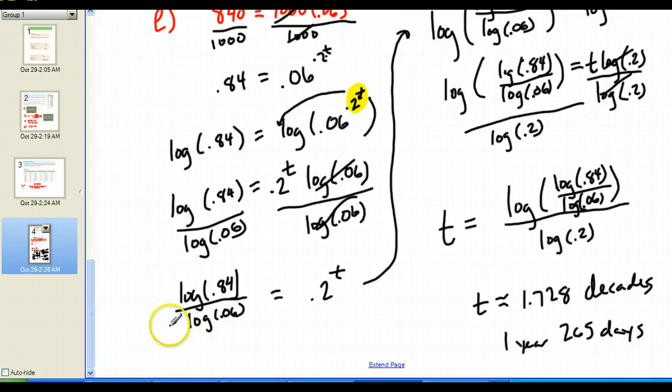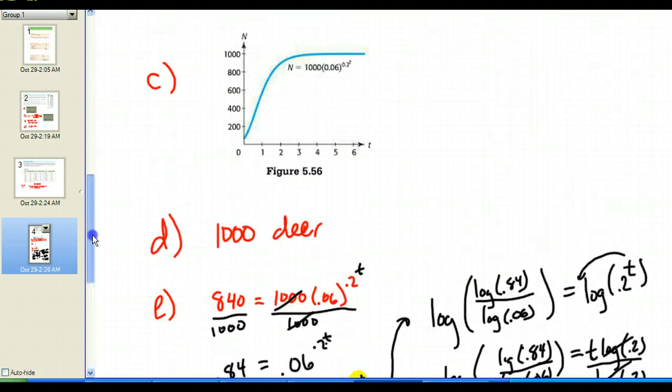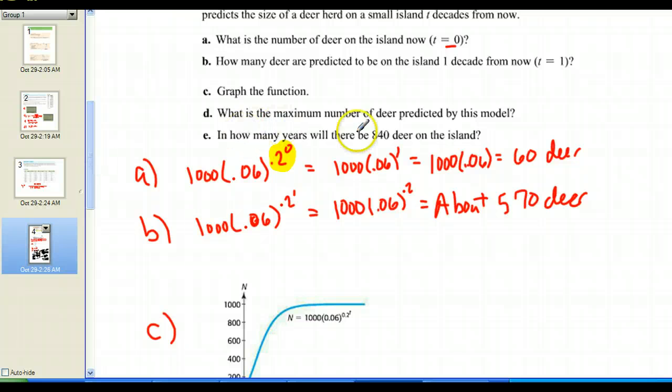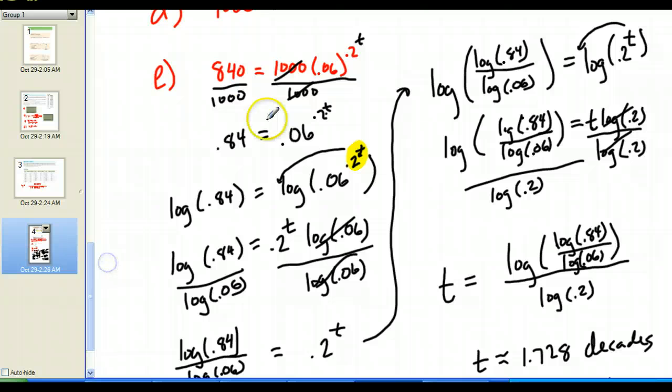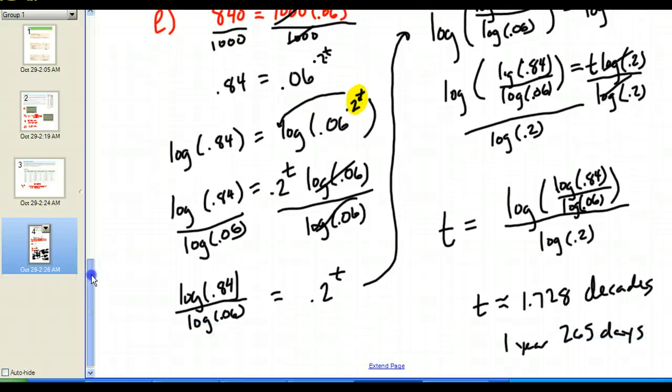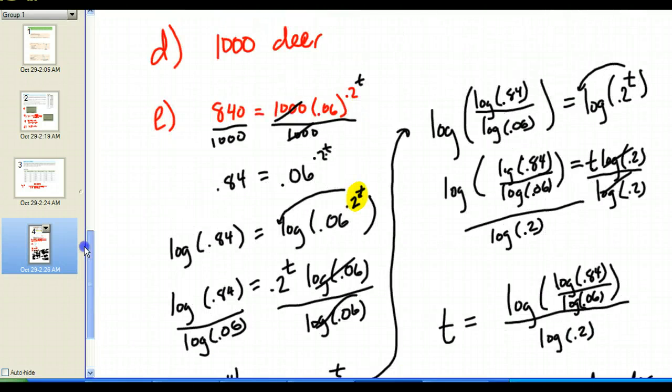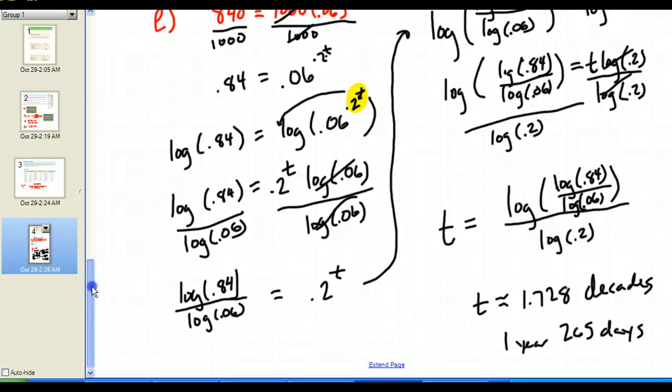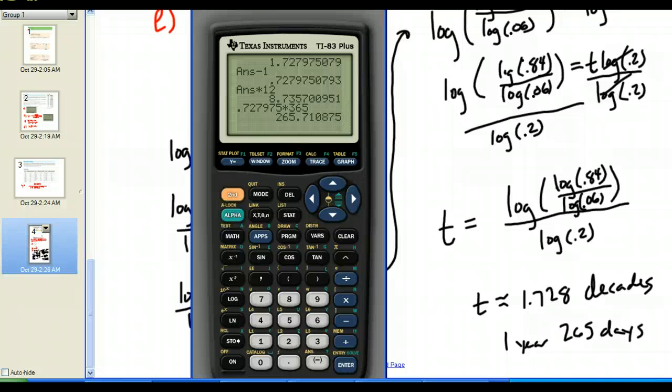Before what? Before the population of deer gets to 840. Alright, now that's a lot of ugly math. It's not really complicated. It's just log properties. You just got to understand your log properties. But there is a way you can do this on your calculator. So again, assuming that you throw this model in your calculator.